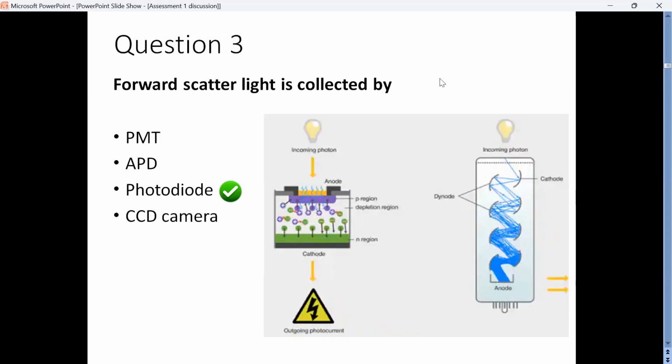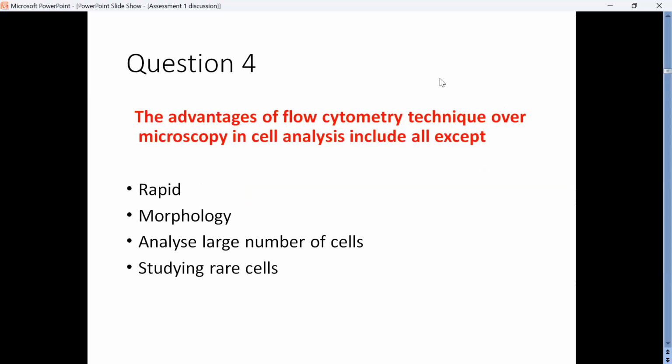So the fourth question: the advantage of flow cytometry technique over microscopy in cell analysis include all except. Again, most of you have got this right, but there were some people who had a different answer for this. Maybe I can understand where it went wrong.